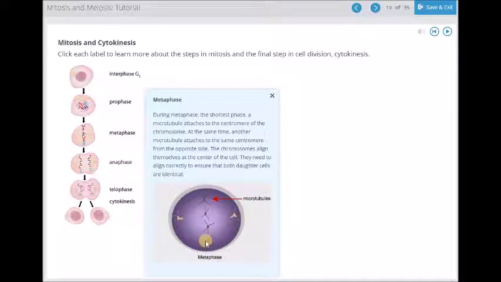1 from mom, 1 from dad, and 1 from mom, 1 from dad on each side. And notice how they're kind of lined up like this. Now here's 1 from mom, here's 1 from mom, here's 1 from dad, here's 1 from dad. Okay, so each one of these has 2 from mom, 2 from dad kind of thing.